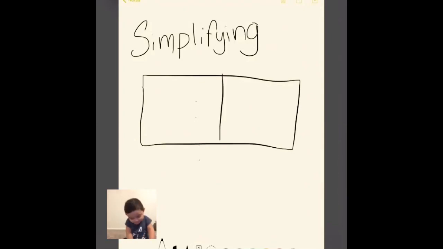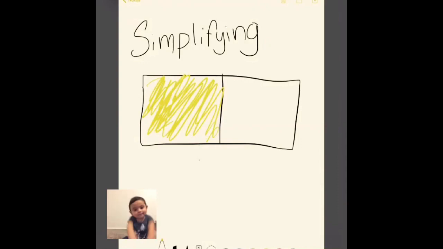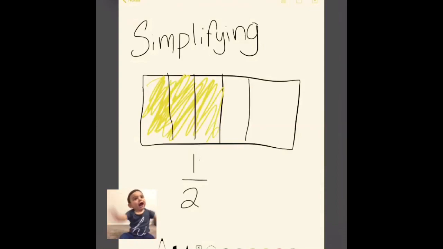If I were to shade this part of it, and I told you, kids, what fraction does this model represent? Hopefully, you would tell me 1/2. And I would be like, awesome, kids, you guys are so smart. Now, 1/2. What happens if I go and I do this? Now, what fraction does that model represent? It actually represents 3/6, 3 over 6.